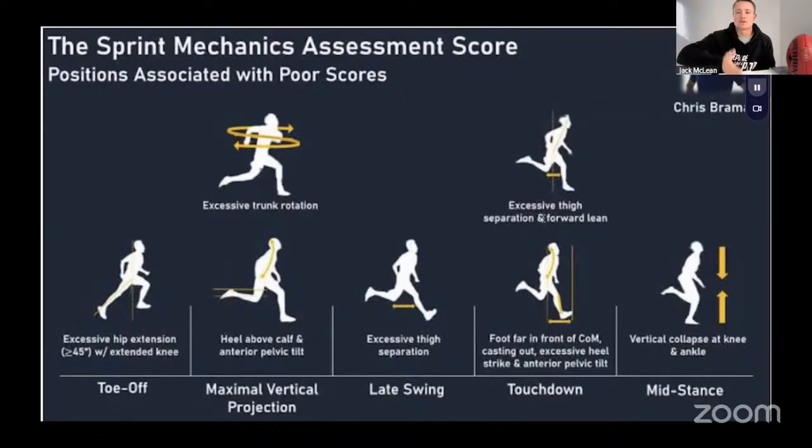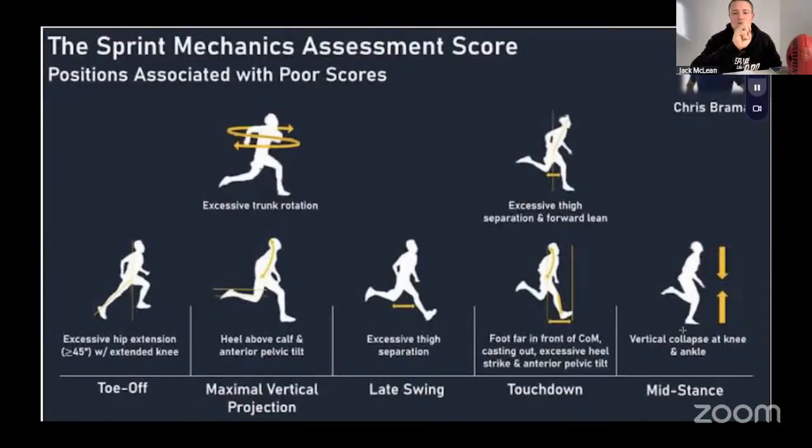So the touchdown distance isn't underneath their hip, which is also another one. Touchdown, they're closely linked. The foot is too far in front of their center of mass, casting out. Excessive heel strike and anterior pelvic tilt, which we know is going to create extra braking forces and really put our athletes at high risk for hamstring strains, particularly biceps femoris short head. And then out of mid-stance, vertical collapse at knee and ankle, which you might want to look at the posterior view as well to see how much of a valgus position we're getting in pronation of the ankle. So there's some key markers there.